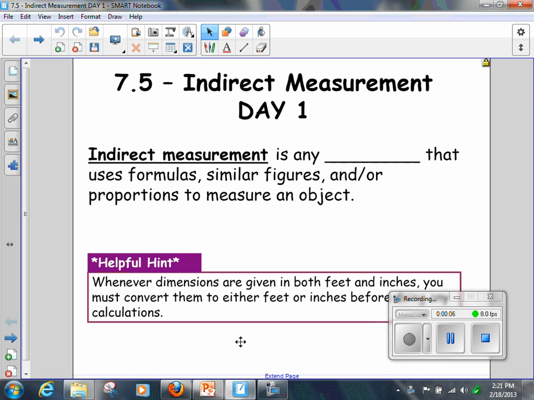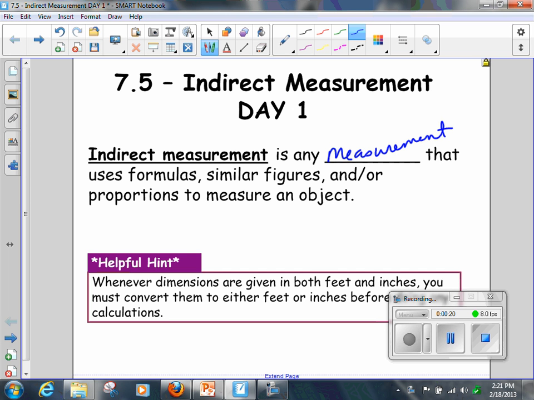Indirect measurement. Let's look at this. Indirect measurement is any measurement that uses formulas, similar figures, and/or proportions to measure an object.